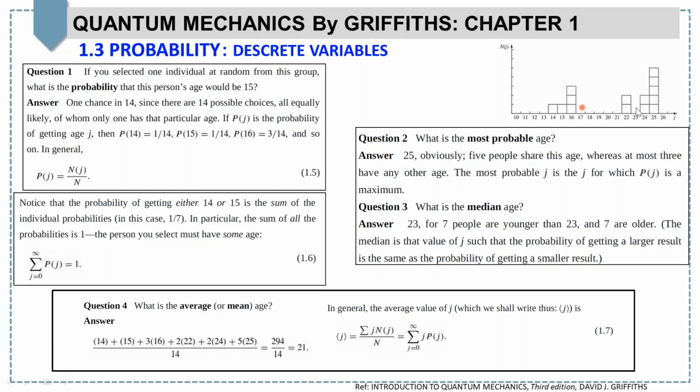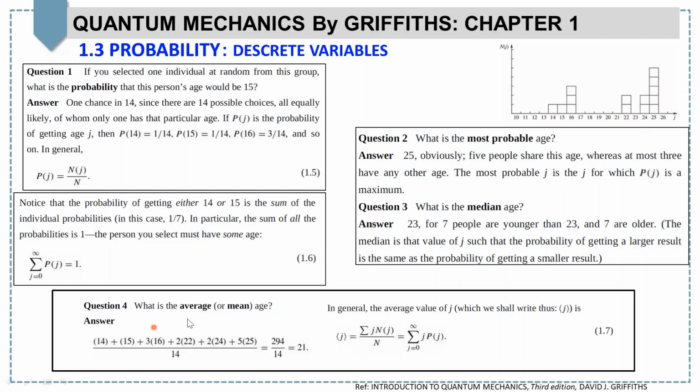So if you look at the histogram, you can see here that at 23, 7 people are younger, 1, 2, 3, 4, 5, 6, 7, and 7 people are older, 1, 2, 3, 4, 5, 6, 7. So this is exactly the median age, 23. So the answer simply is 23.